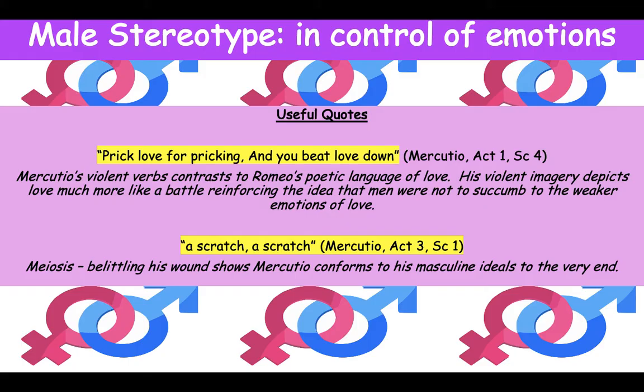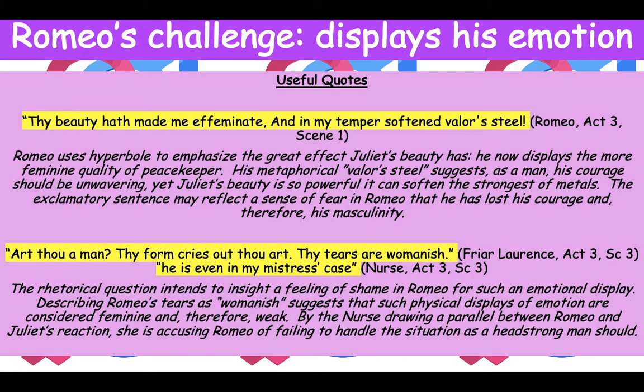We see this again with Mercutio in Act 3, Scene 1 when he's dying, okay? And he refers to his stab wound, which is going to kill him, as a scratch, and he even repeats it twice, a scratch, a scratch. Belittling something and making something seem less than it is called meiosis. So the use of meiosis really is Mercutio conforming to his masculine ideals, even to the very end, to the very last breath. He is trying to act like a man. I don't feel anything, this is just a scratch, when really he's bleeding to death. I'm sure he's feeling a lot of pain.